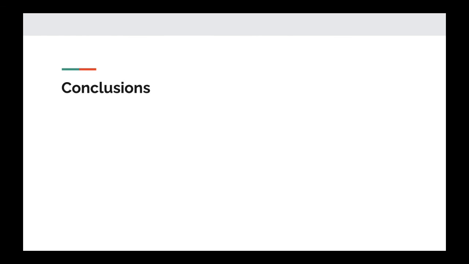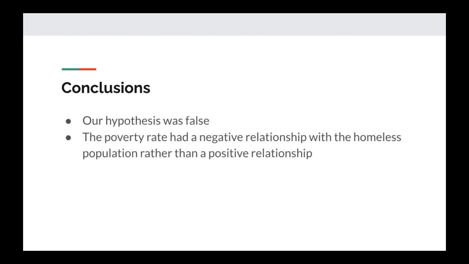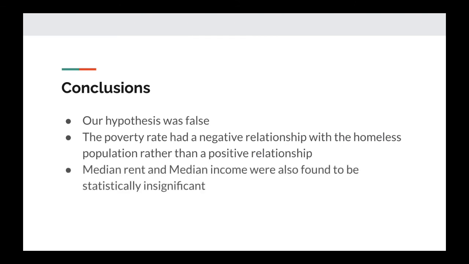So final conclusions, we found that our hypotheses were false. The poverty rate had a negative relationship with the homeless population rather than a positive relationship. And we also saw that median rent and median income were also found to be statistically insignificant.